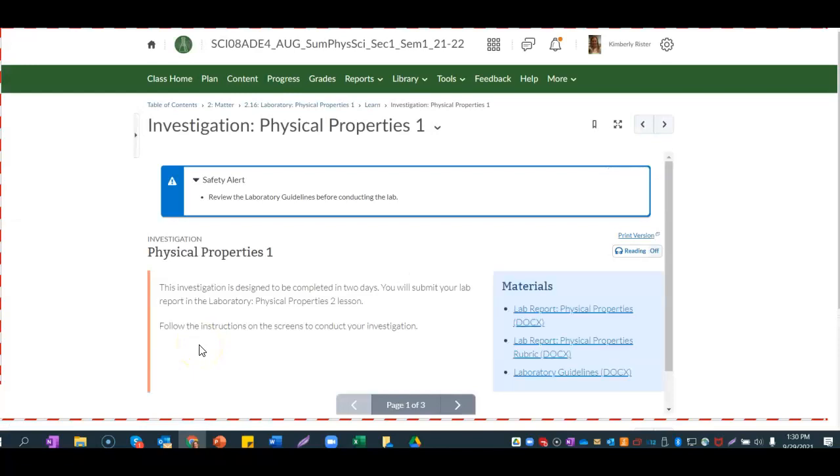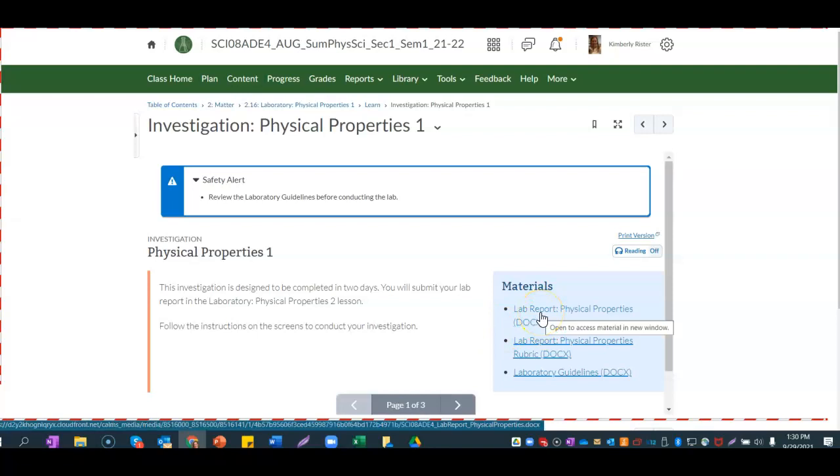All right, so the first thing I would do is go ahead and open up your lab report, either print it out or have it open to the side so that you can start writing down answers even in rough draft form as we go.